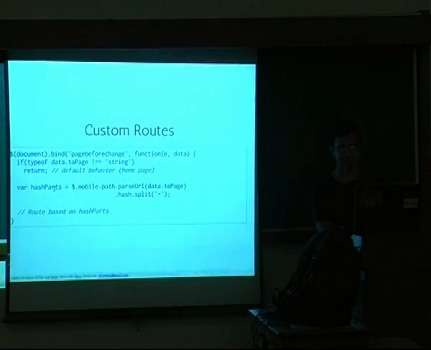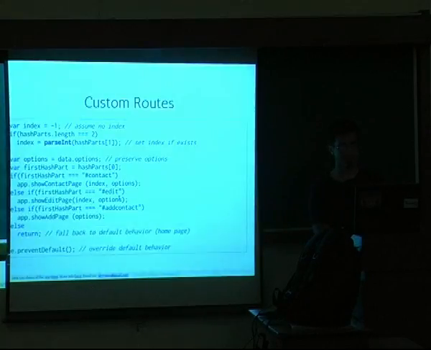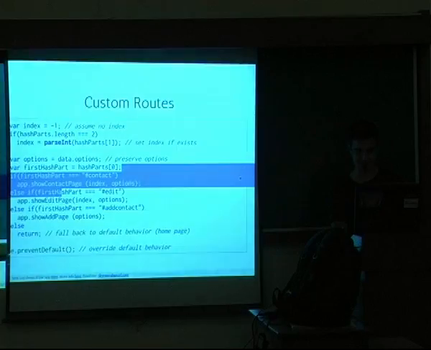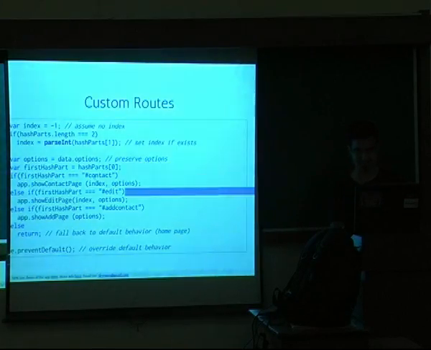We pick up the hash part, using $.mobile to parse the URL, pick up the hash, and split it by hyphen. Now we assume an index of -1, and we take the index. Ultimately, this is relatively straightforward code. The code is available, but the important thing is, if the first hash part is contact, we show the contact page and pass the index to it. If it's edit, we call a function called showEditPage. If it is add contact, we call a function called showAddPage.